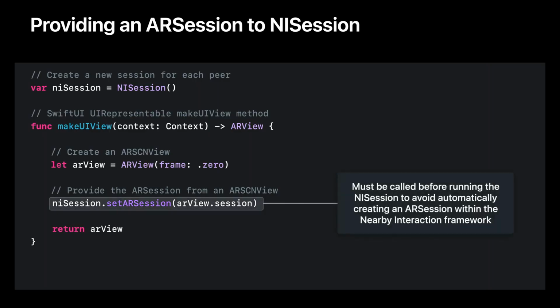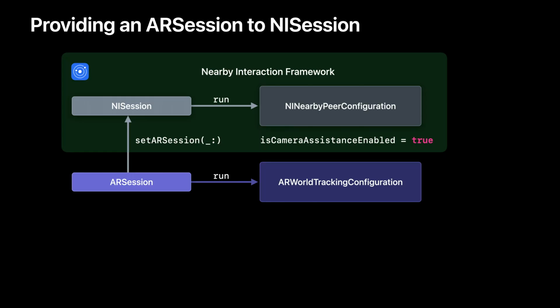This ensures the application ARKit experience happens concurrently to the camera assistance in Nearby Interaction. In this SwiftUI example, as part of the makeUIView function, the underlying AR session within the ARView is shared with the NI session via the new setARSession method. If you are using an AR session directly, it is necessary to call run on the AR session with an ARWorldTrackingConfiguration. In addition, several properties must be configured in a specific manner within this AR configuration to ensure high-quality performance from camera assistance.